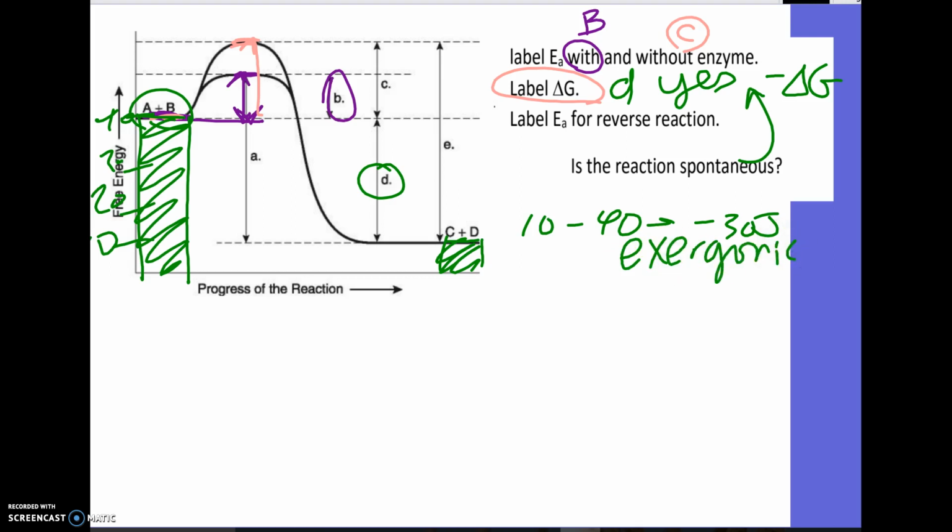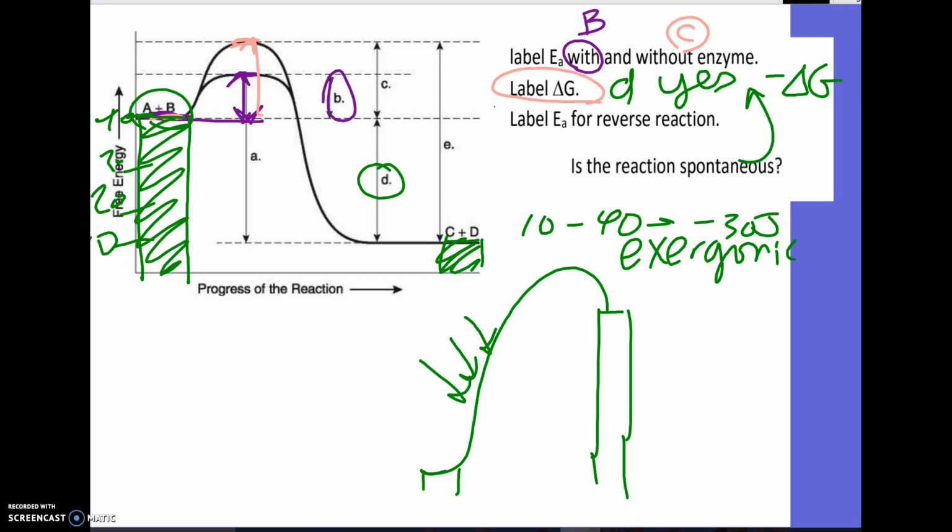The opposite, if you were to see this, would be endergonic or non-spontaneous, because the products now have more energy than the reactants. So energy would have to have been put in, maybe by ATP or whatever, but this would require energy. Olivia, question?